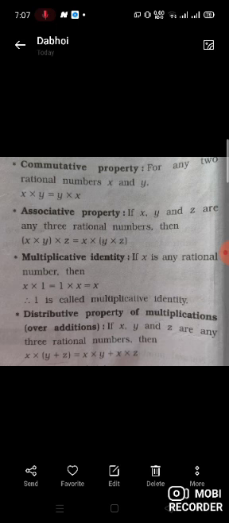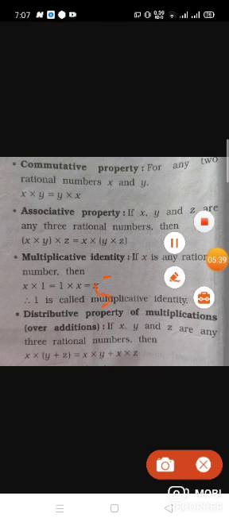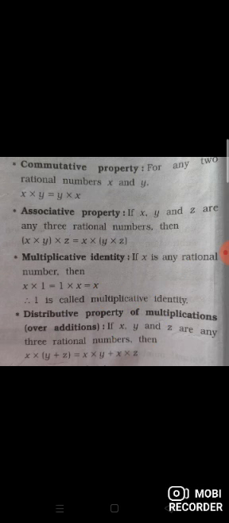So dear friends, again we are taking the value of x equal to 5 and y equal to 3. So 5 into 3 is equal to 15, and 3 into 5 is also equal to 15. Okay friends, so in this way commutative property holds for the multiplication of rational numbers.